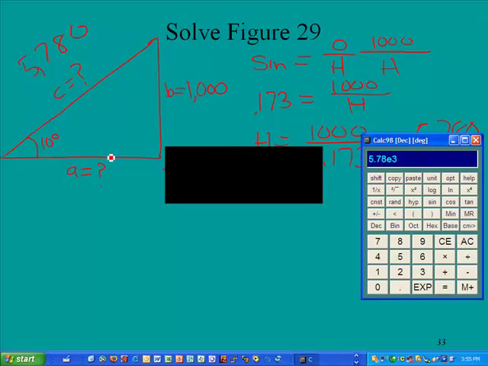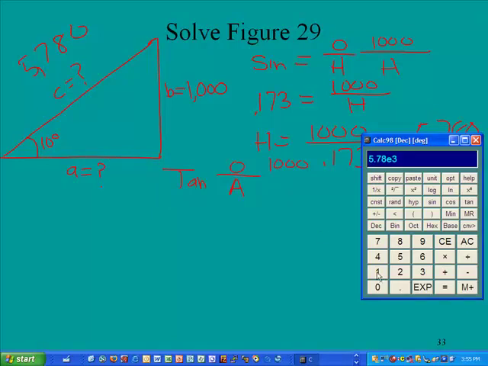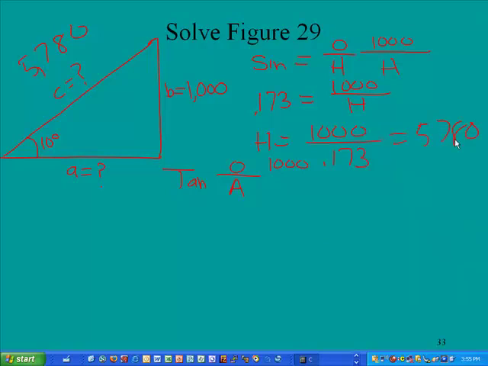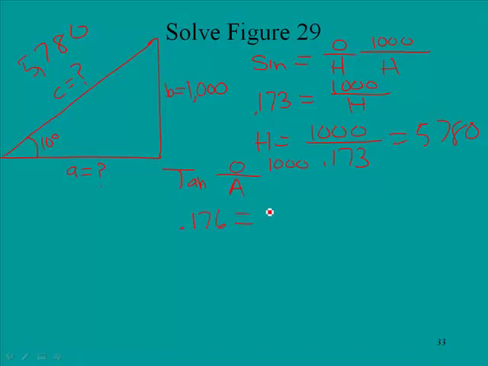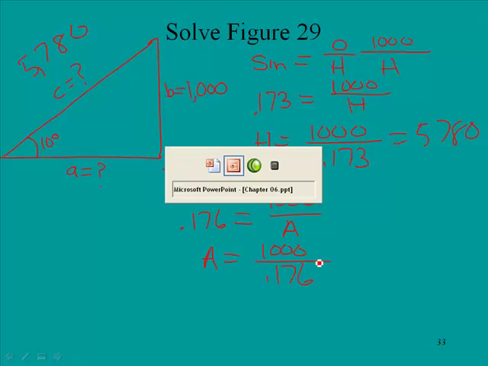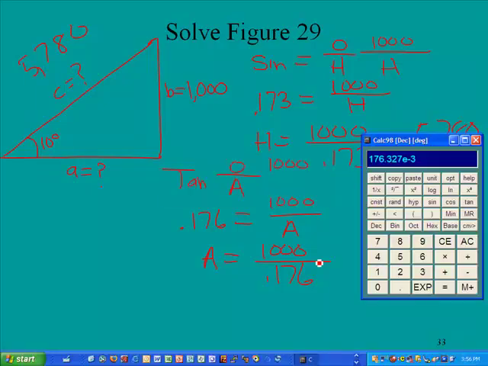So let's go up here and say 10 tan, and we get 0.176. So 0.176 would equal 1,000 over the adjacent. We could go ahead and solve that, but the adjacent side will be 1,000 divided by 0.176. So let's solve for that.